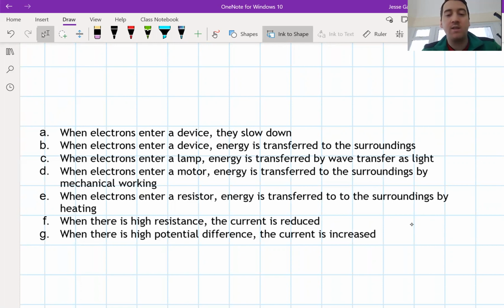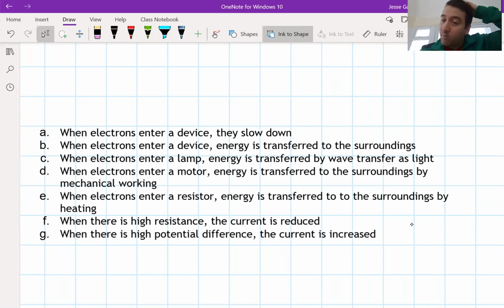When there is a high resistance, what happens to the current? The current is reduced. When there is a high potential difference, the current is increased. So if you think about that, if you put in a stronger resistor, then you're going to slow the current down more. You're going to slow the electrons down more, so you're going to reduce the current.